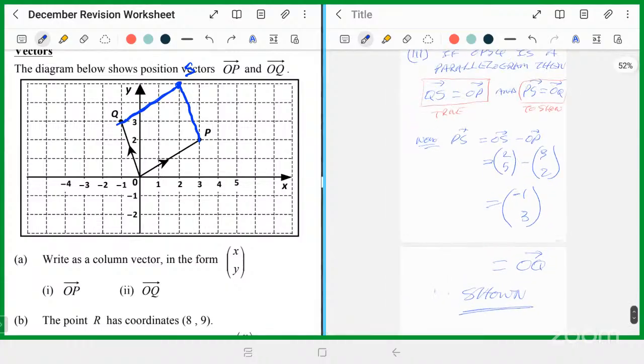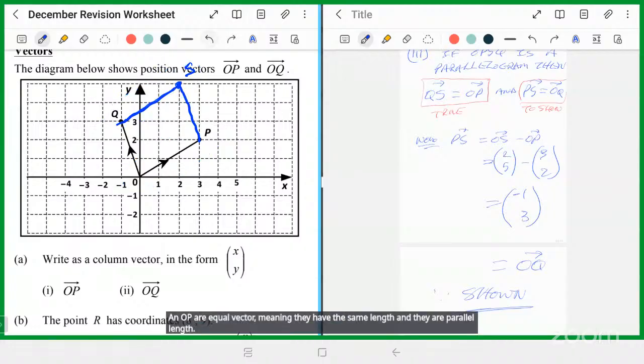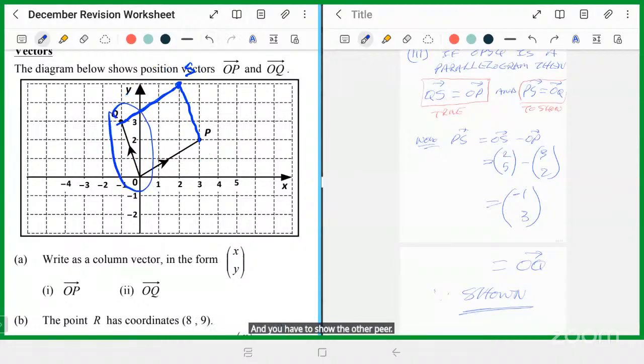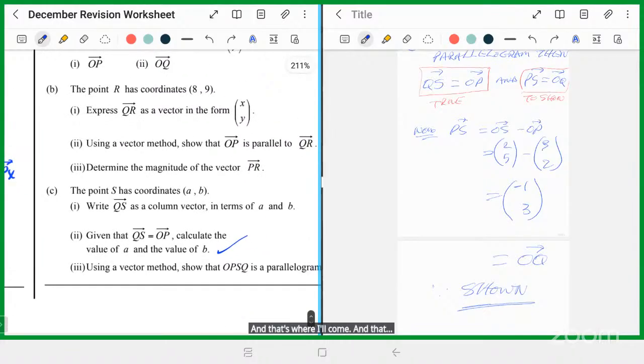So we have shown the opposite sides are equal vectors. We're given this one, so you never have to show that one: the QS and the OP opposite sides are equal vectors, meaning they have the same length and they are parallel. And then we have to show the other pair, this side and this side. We have to show that the PS vector is equal to OQ, which it showed. And that's why it's a parallelogram. And that is that.